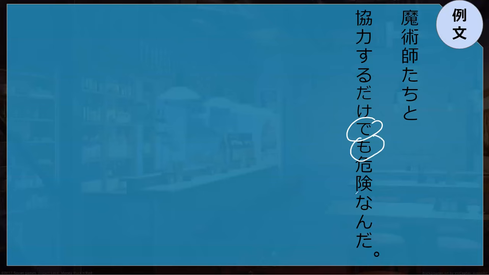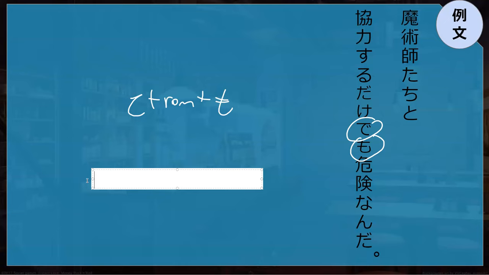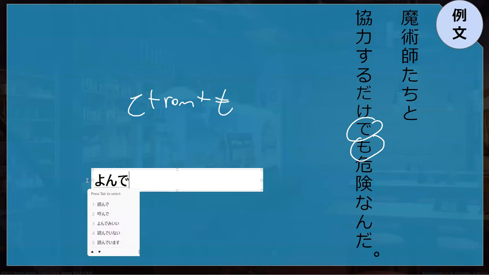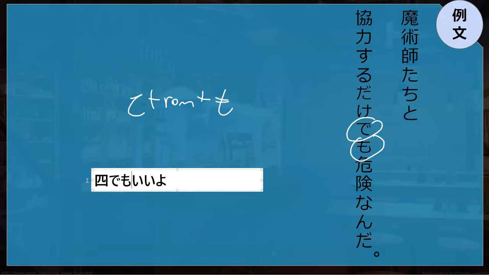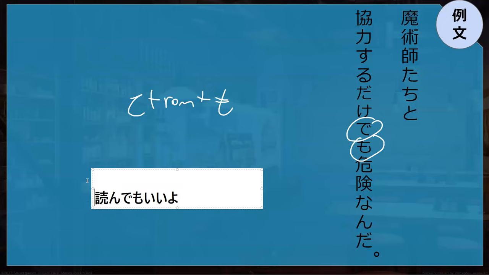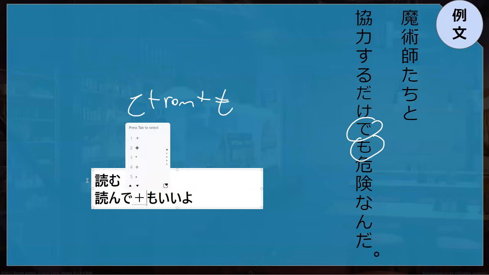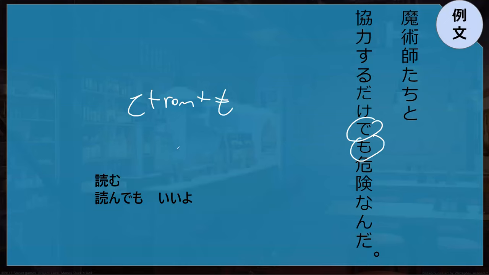Do you know what te form mo means? It's been a little bit since we've seen that. Yonde mo ii yo. So yomu is to read, and you put it into te form, it'd be yonde. And if you add mo to that, it means even. So even reading is fine. So even if you read, that's fine. So mo adds an "even" meaning to something.